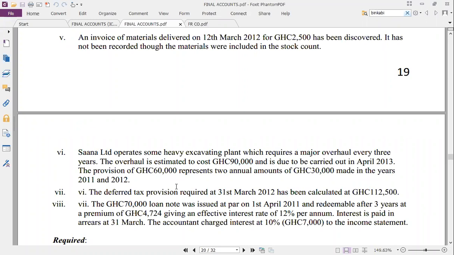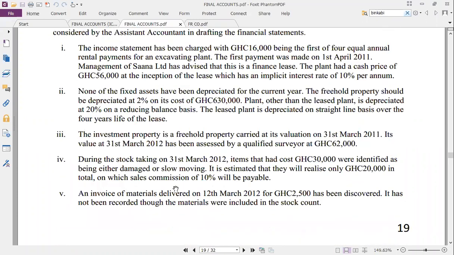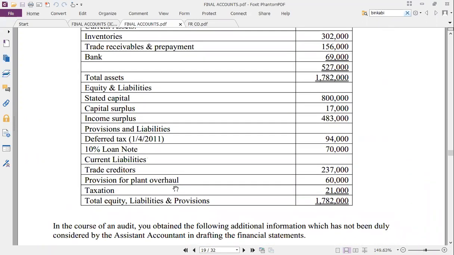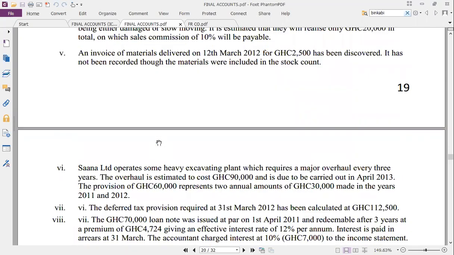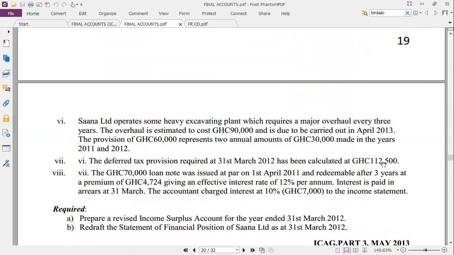112,500. It tells me that they've not made any provision for deferred tax, and if they have, it's the open balance. Let's go and check. Deferred tax. I can see deferred tax here. I said that is the open balance, 1st April 2011. But they've given the closing balance in a footnote. So the closing balance happened to be what? 104,500. Let's go to the board.